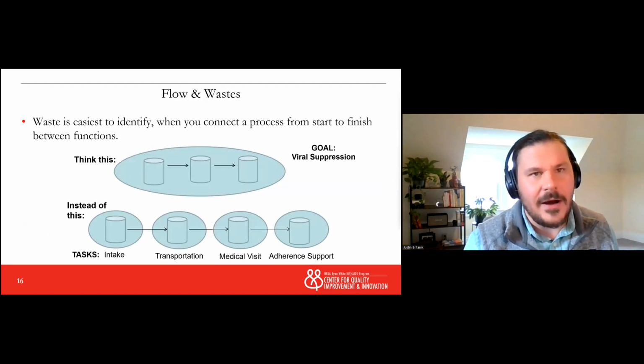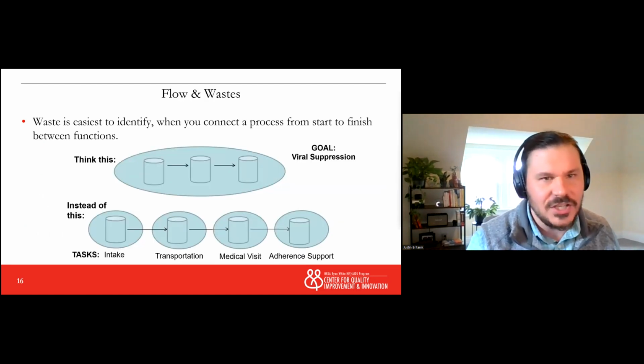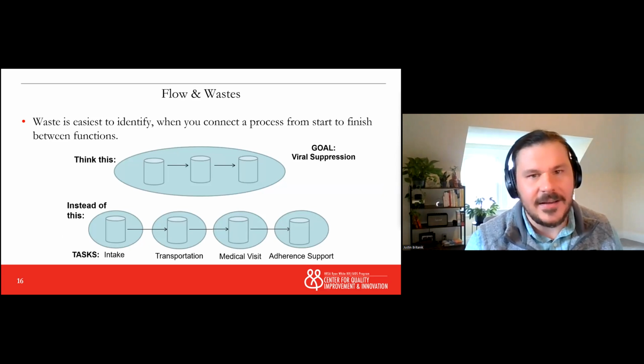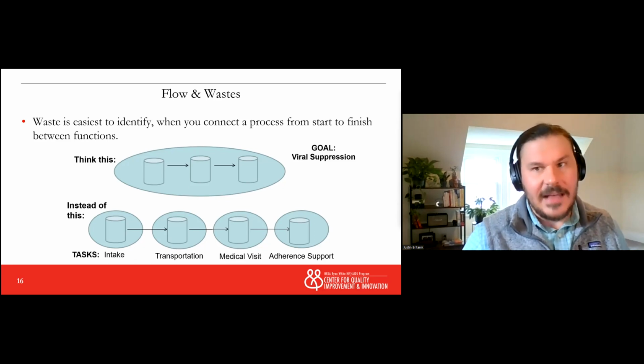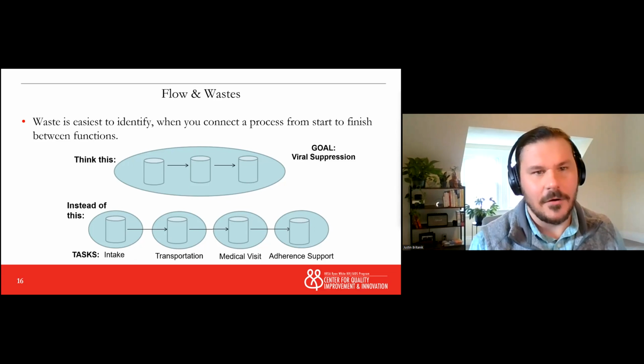So thinking about flow and push and pull, the next concept we're going to add on to that is the idea of waste. And so waste is easiest to identify when we think of steps connected together in processes and processes connected in systems. So this little example here, we're not just going to look at this one piece of the process and say, where's the waste here? We're going to look at the whole thing.